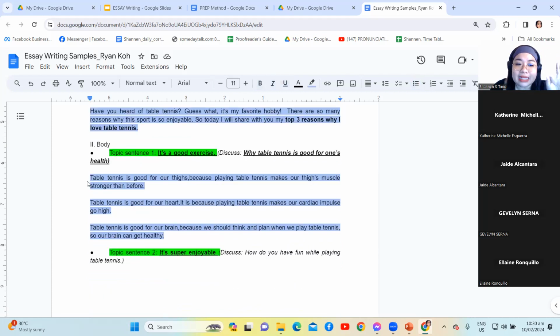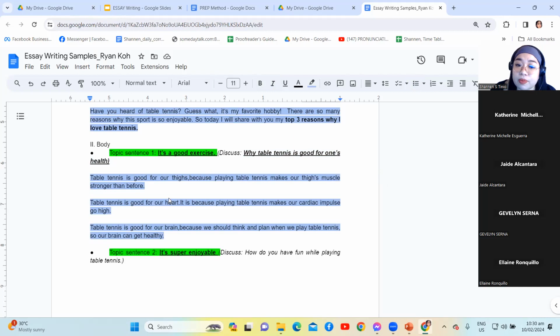So, ang sasabihin niya lang sa paragraph na to, he will only discuss reasons why table tennis is good for one's health. Okay? Ayan, sabi ko, ito yung topic sentence niya. It's a good exercise. So you have to discuss why table tennis is good for one's health. You're not going to talk about why table tennis is fun. No. The topic sentence 1 is, it's a good exercise. So meaning, i-justify mo bakit mo nasabing good exercise ang table tennis.